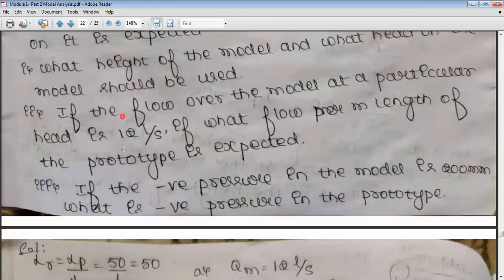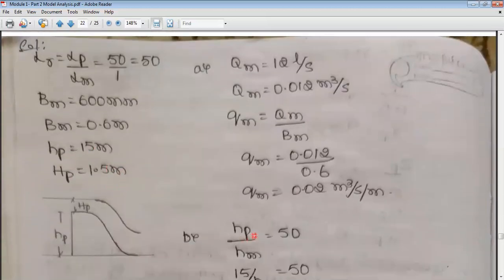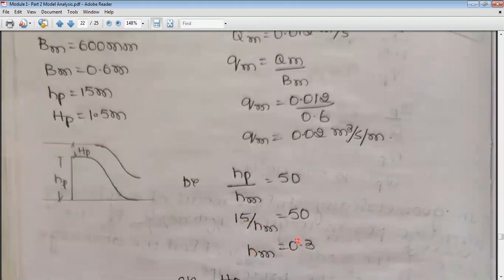The first one we have taken here: what height of the model? So here the height of the prototype is 15 meter. It is a direct scale ratio because the unit is meter, meaning it is LP by LM, only the ratio. So HP by HM is equal to 50. Why 50? It is equal to LR only, because it is the scale ratio for length, or the scale ratio for any physical quantity which has the unit meter is LR only. Okay, remember that it is meter. So HP by HM is equal to 50. HP is 15, HM is 0.3. The height of the model is 0.3 meter.